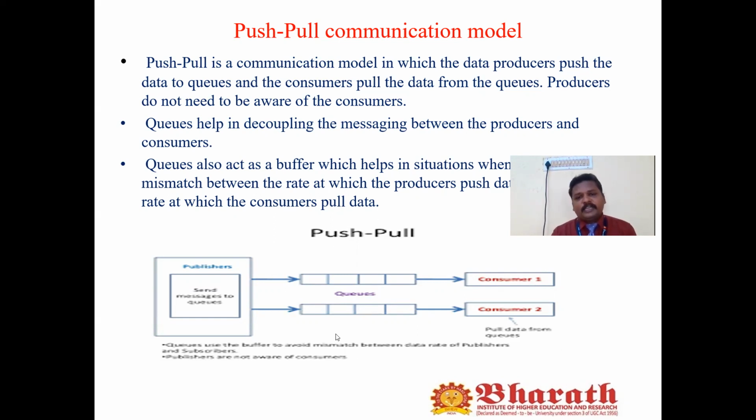In these cases, the queue also acts as a buffer, which helps when there is a mismatch between the rate at which the producer pushes the data and the rate at which the consumer pulls the data. So this can be managed by the queue. This model we call the push-pull communication model.